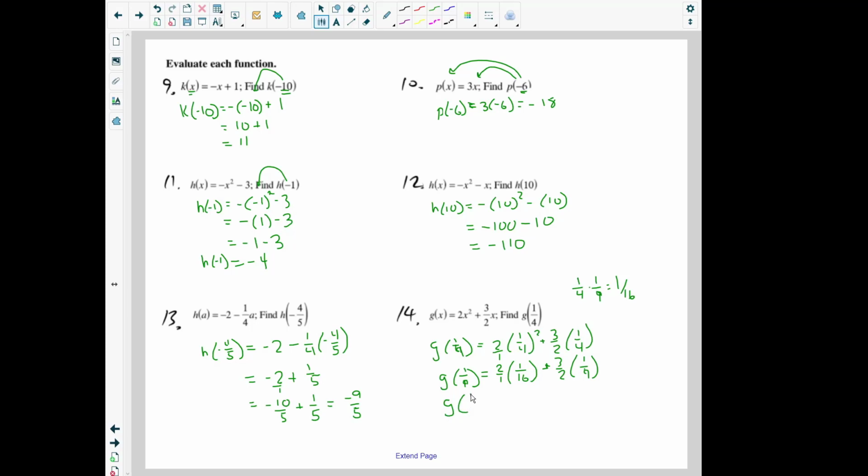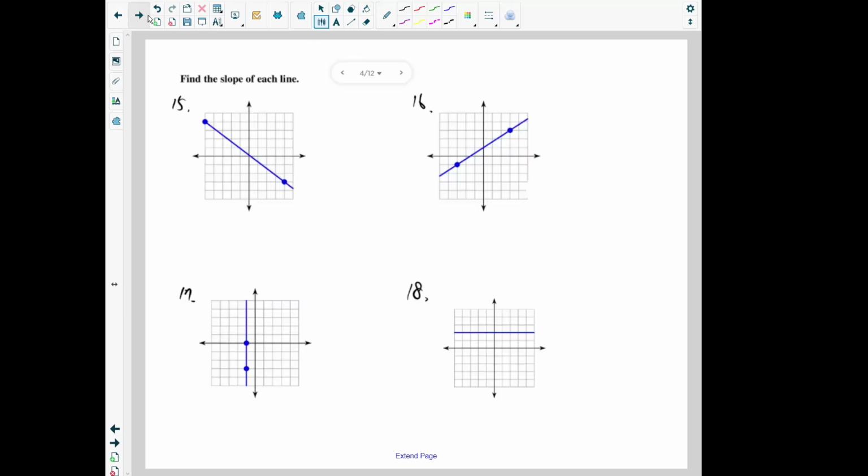g of 1/4. That's my pen making that mistake there, so I apologize about the 4's. 2 over 1 times 1 over 16 is 2/16, which is 1/8. Plus, and this is 3 times 1, that's 3 over 8. This was a 4 if you remember up here. So 2 times 4 is 8, so that's 3/8. And 1/8 plus 3/8 is 4/8, which reduces to 1/2. So 1/2 is the final answer for g of 1/4. Okay, next slide.